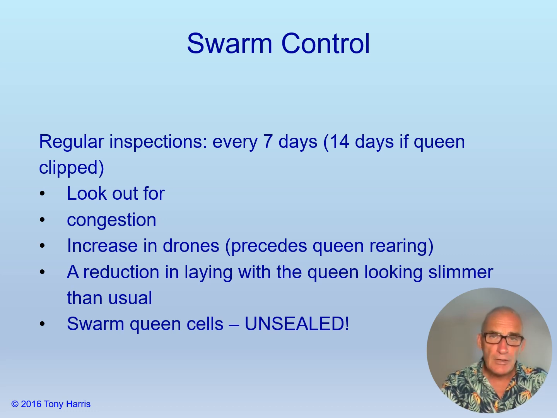And look out for polished queen cups. These things will give you an indication that the bees are near to starting swarm preparations. But when you do see unsealed queen cells, you know that they are now well on the path to swarming.